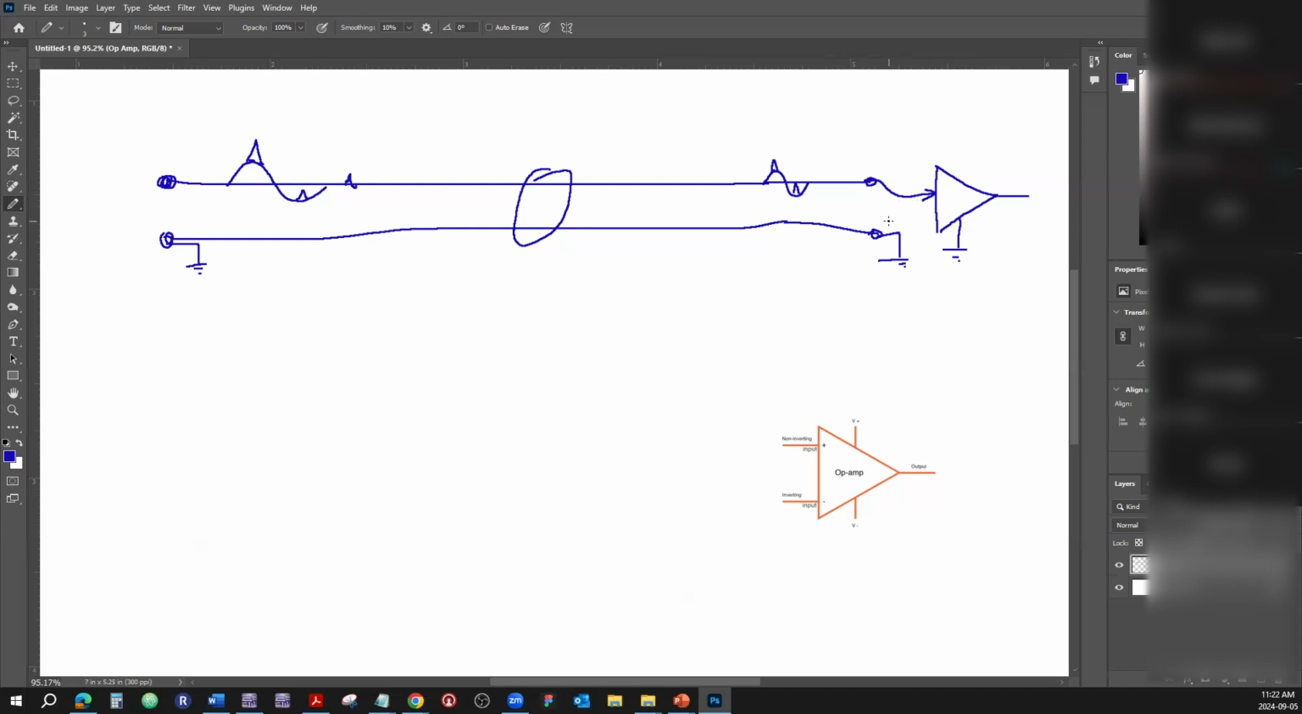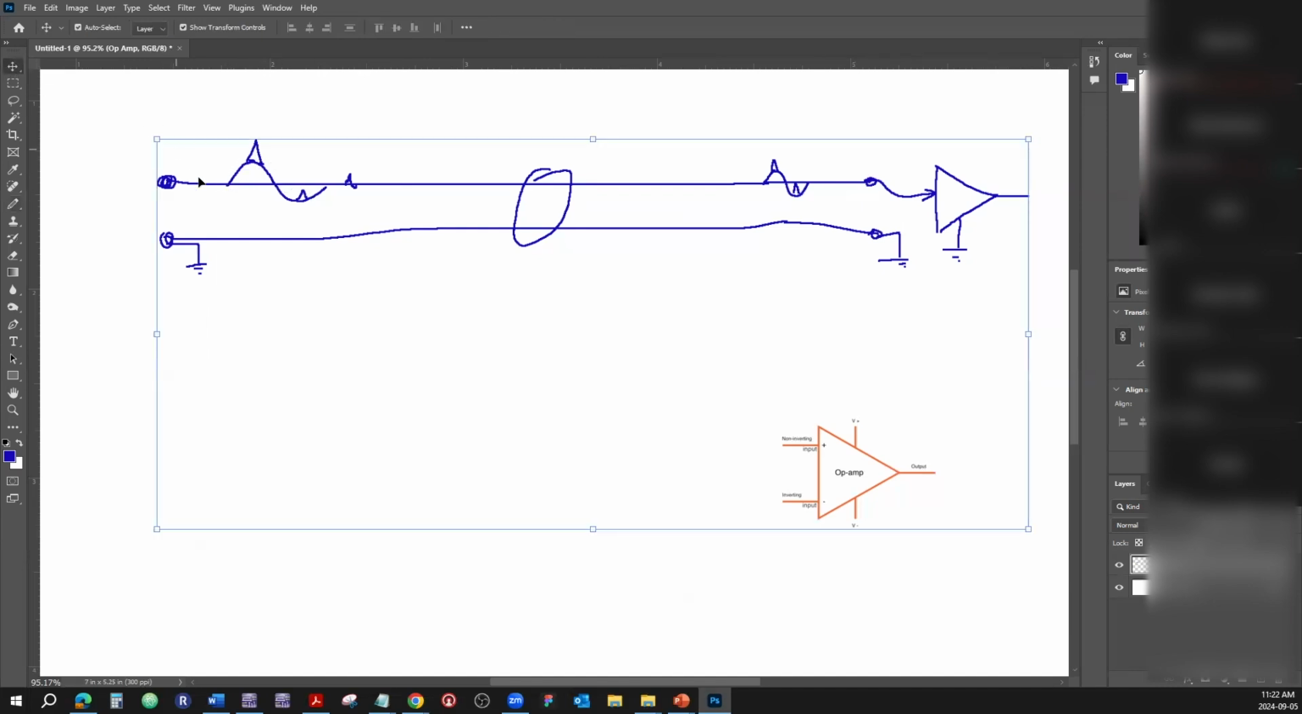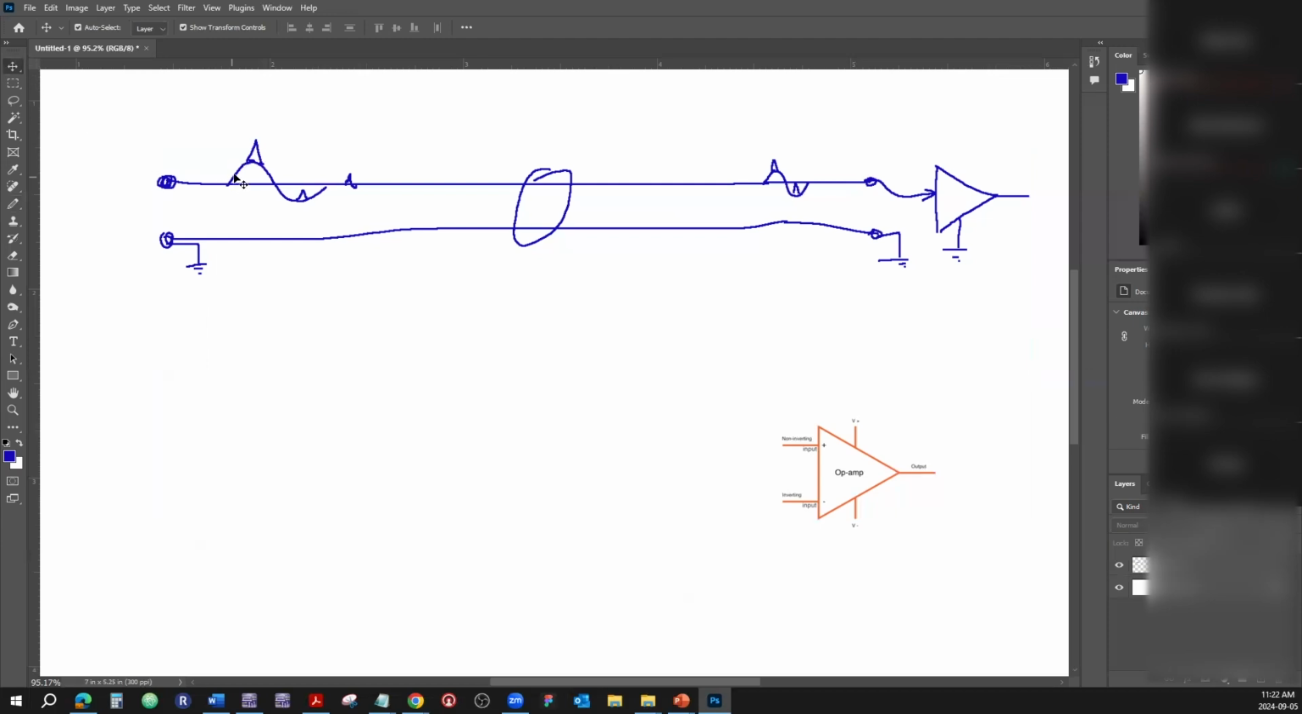Notice one thing. The noise is always in phase with itself. So if there's a positive part of the waveform, here's the noise. If there's a negative part, again, there's the noise. The noise is in phase with itself. We can do something with that. So this is an unbalanced system, unbalanced signal.